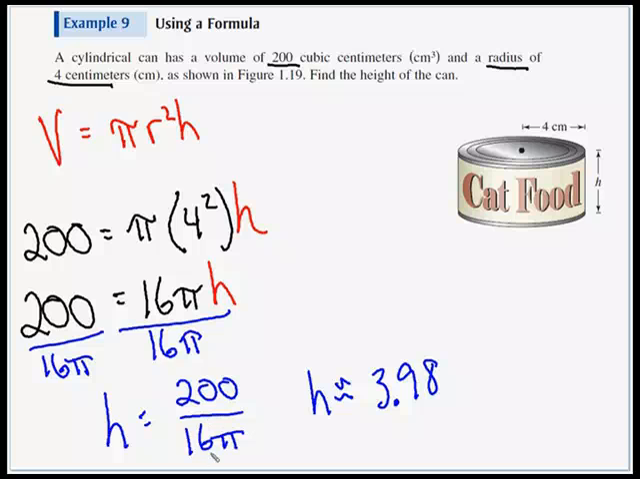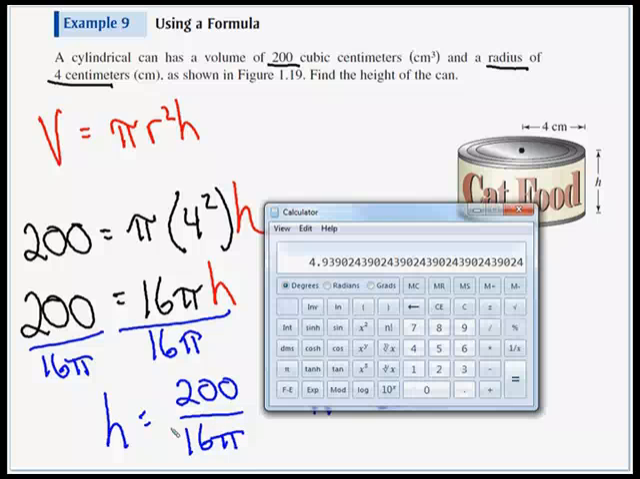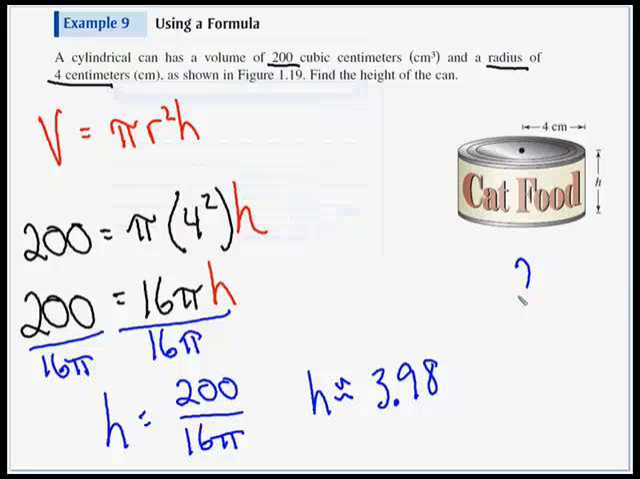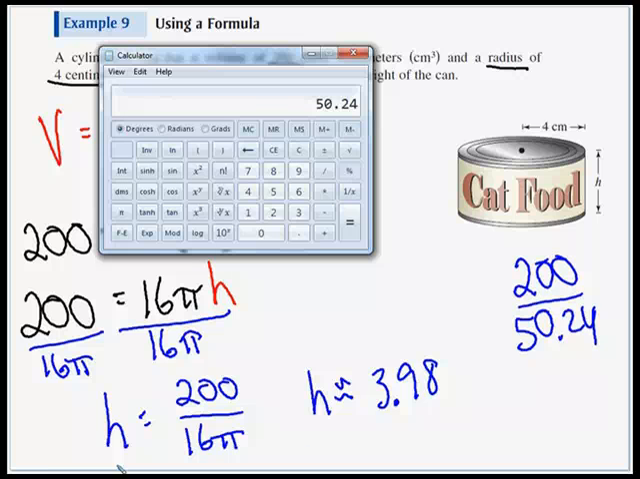That's 200 divided by 16 times pi. Let's see how we'd punch that in there. 200 divided by 16 times 3.14. If you just punch it in straight across, you're going to get a bad answer. We've got to make sure we group that 16 times pi. So you might want to do 16 times pi first and get 50.24. So we want to do 200 divided by 50.24. There's our 3.98.